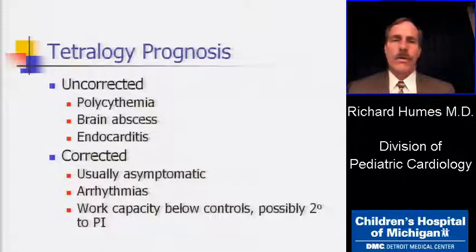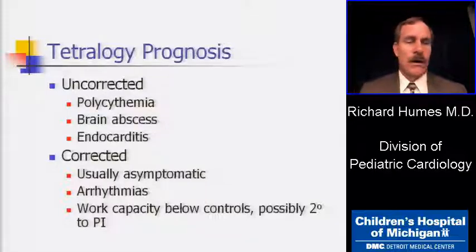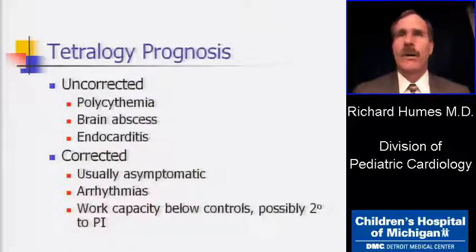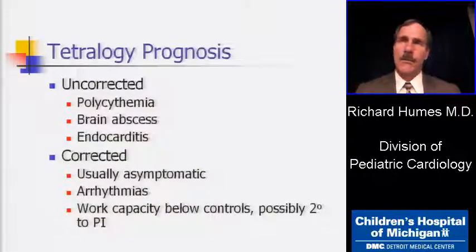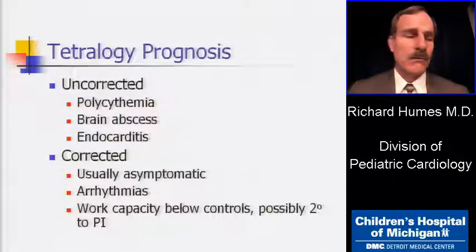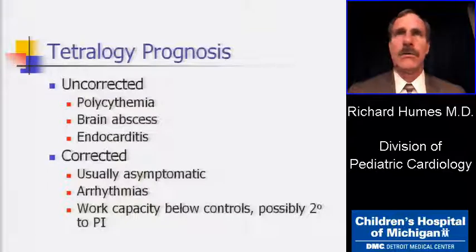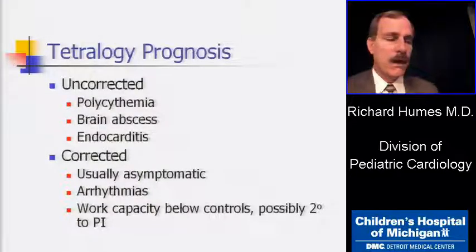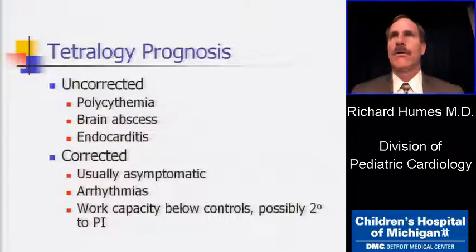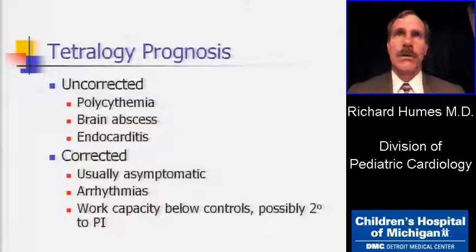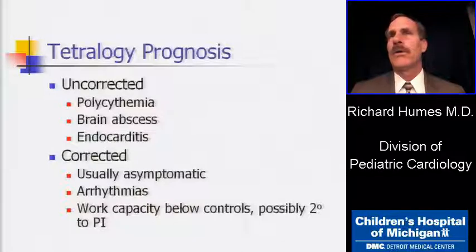The prognosis overall in tetralogy, uncorrected, which you hardly see anymore these days, is progressive polycythemia. This can lead to the complications of a right-to-left shunt with polycythemia, such as brain abscess, and they have a fairly high incidence down the road of endocarditis. Corrected, however, they're usually asymptomatic. They have a small but significant number of arrhythmias that can develop, particularly ventricular arrhythmias. And their work capacity may be somewhat less than normal.